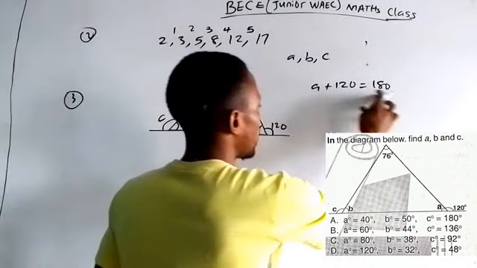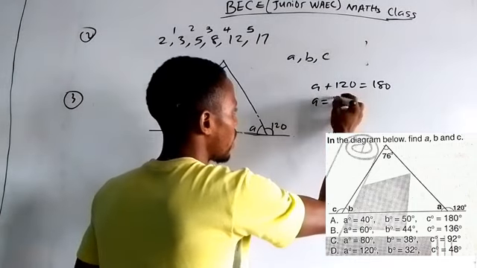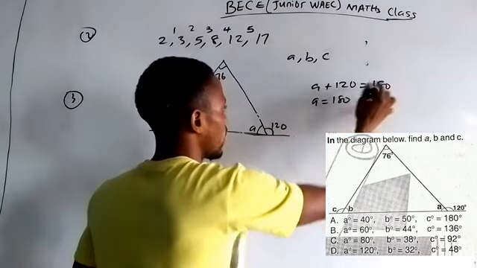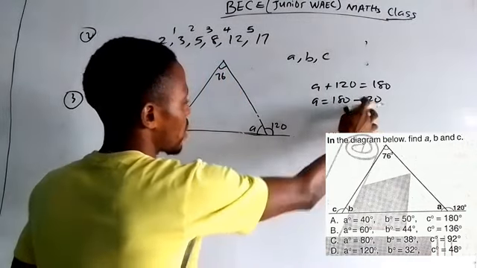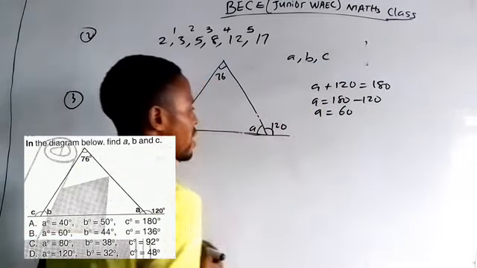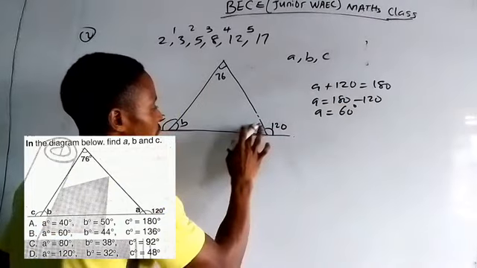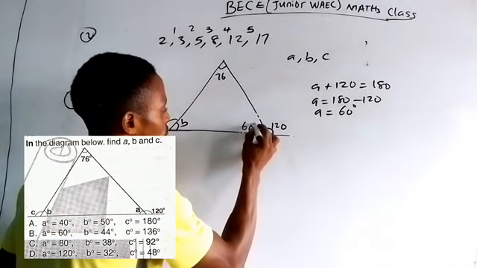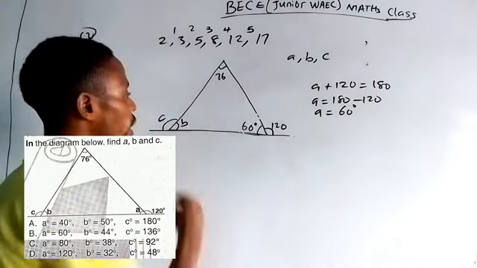Here we collect like terms. Our A is equal to 180 minus 120. So 180 minus 120, we have our A is equal to 60. Our answer for A is 60 degrees. So it means that in this place we have our A is equal to 60 degrees, and here we have 76 degrees before.